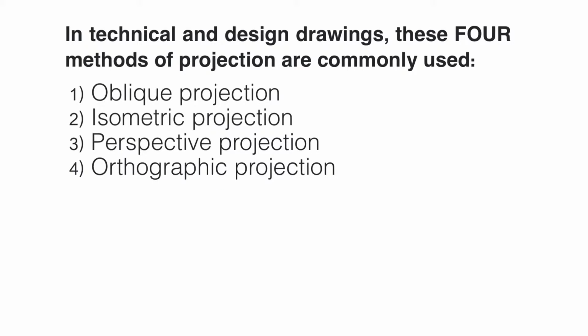For the purpose of our design studies modules, we will be paying particular attention to number 2, the isometric projection, as well as number 3, perspective projection. But having an understanding of oblique projection as well as orthographic projection will also enable us to understand the different projection types better.